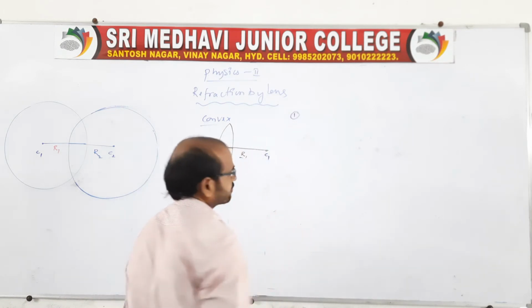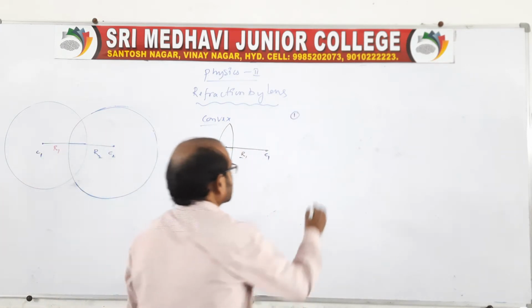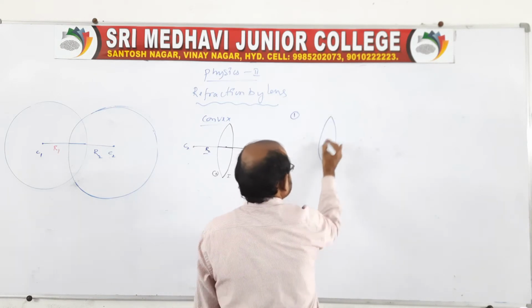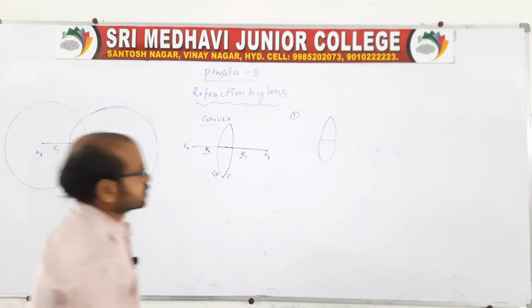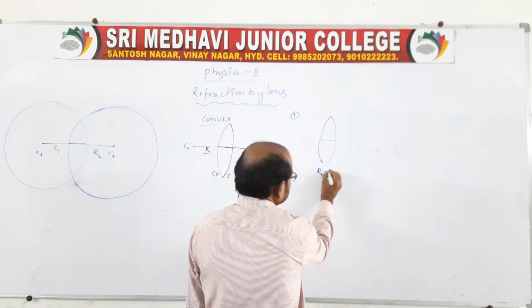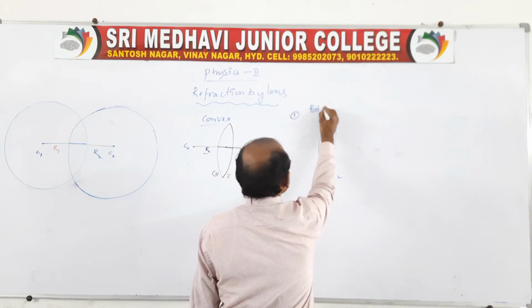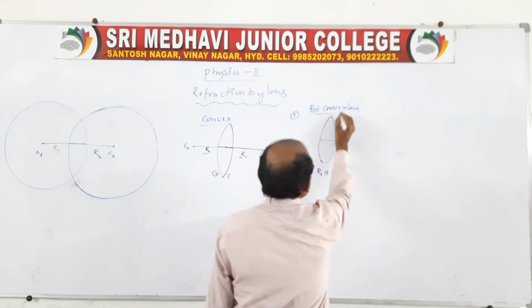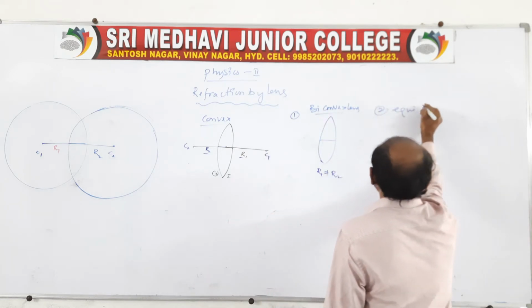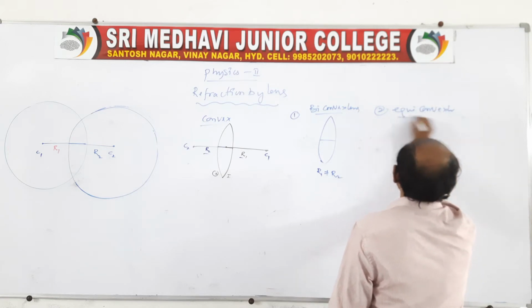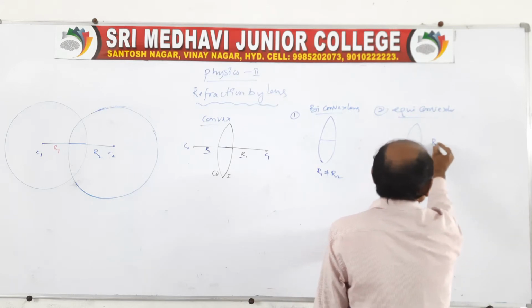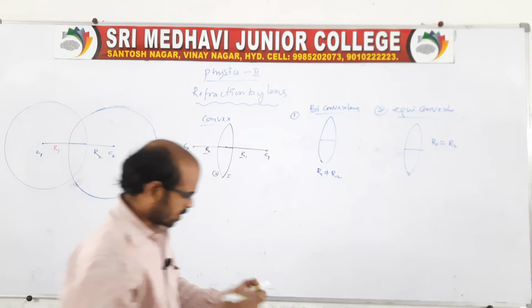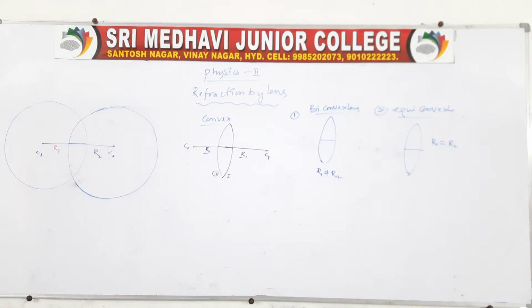In this convex lens we have types of convex lenses. The first one is biconvex, where the radii of curvature r1 and r2 are not equal. You remember, r1 is not equal to r2 for a biconvex lens. This is the first type. The next one is the equiconvex lens. Equiconvex means that for these two refracting surfaces, the radii of curvature are equal.